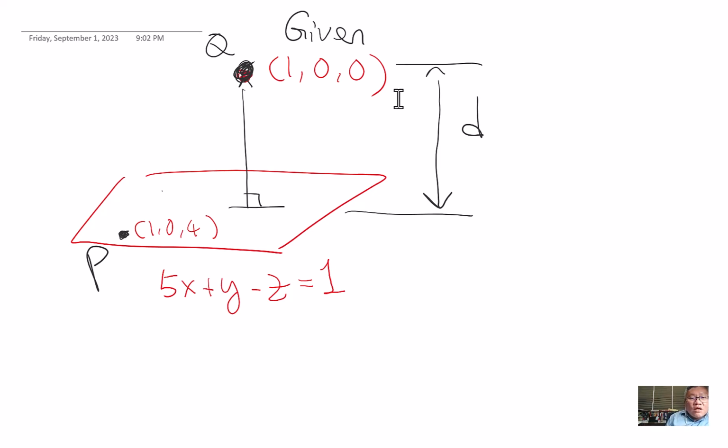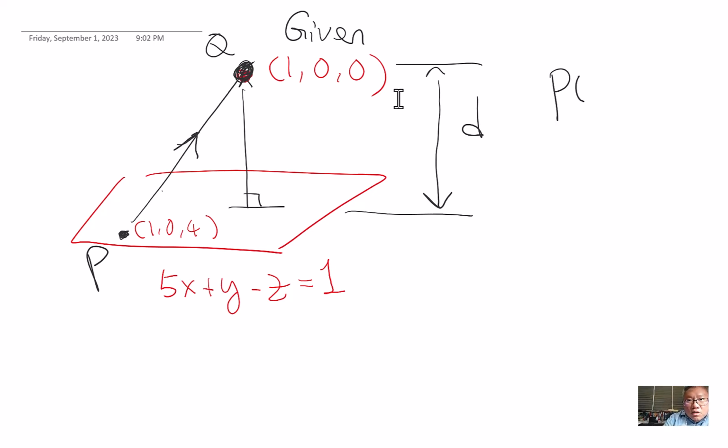It doesn't really matter. There are infinitely many points on the plane. For example, let me give you one more: 1 over 5, 0, 0. That's also on the plane, right? There are many, so find just one of them. And then I want to construct this vector here.